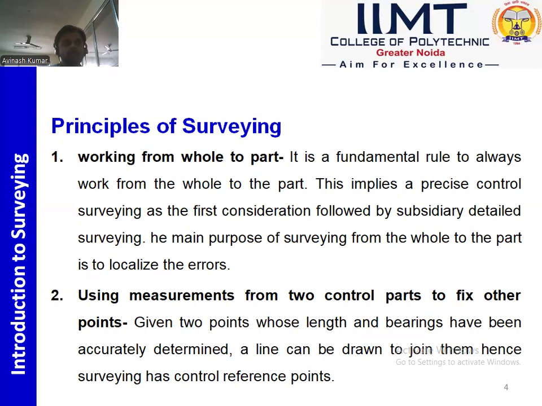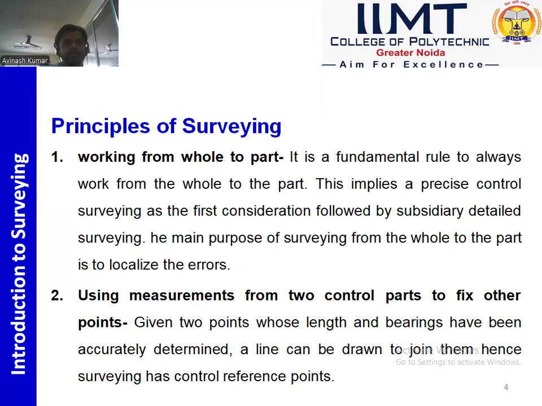So we have to first measure the total length of that line with great accuracy. And now we have to take the measurements of individual parts. In this way, the error of the whole measurement will be localized.